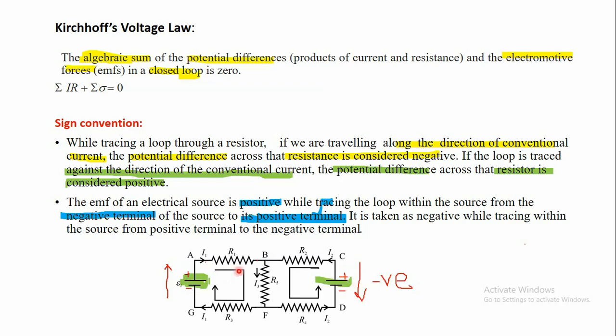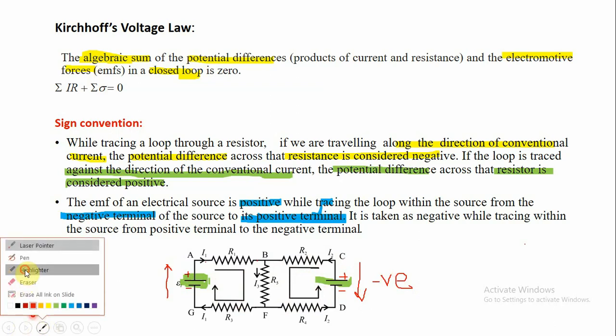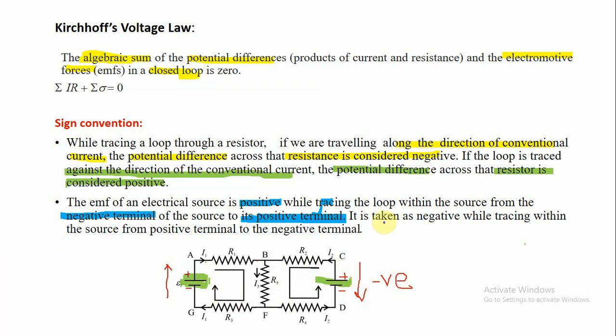And this depends on the direction of your movement, how you move inside the circuit, how you trace the circuit. This will depend upon that. So I am again highlighting whatever we have studied so far. It is taken as negative when you cross from the positive terminal to the negative terminal, and negative to positive is taken as positive. So you remember this.